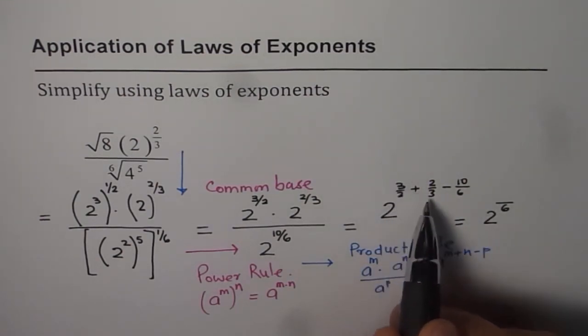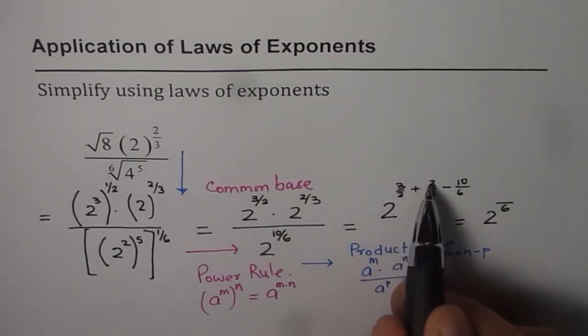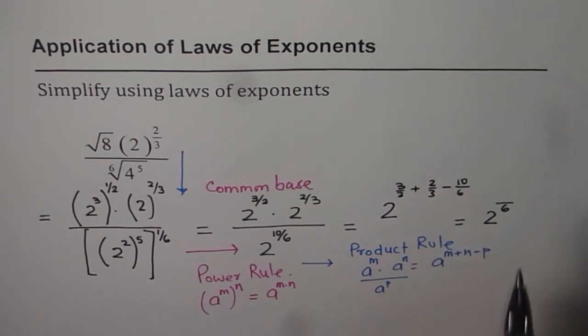So this gets multiplied by 3. 3 times 3 is 9. 2 gets multiplied by 2, so you get 4. 9 plus 4 is 13. Minus 10 gives you 3. So we get 2 to the power of 3 over 6. Do you see that?